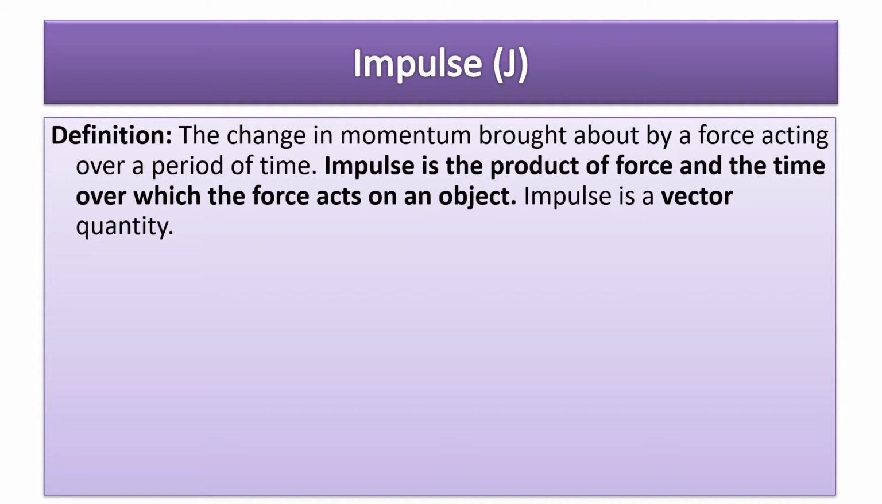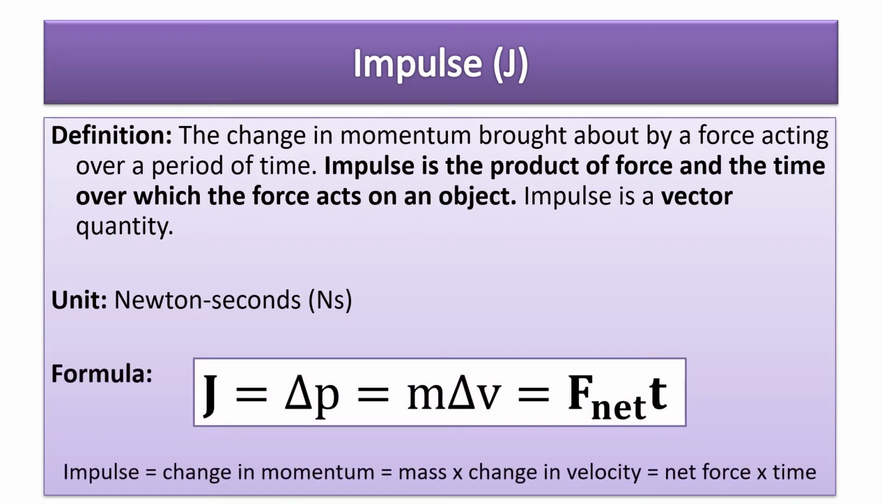You're changing your momentum because a force is acting over a period of time. Impulse is the product of a force and the time over which the force acts. Product meaning multiplication. Okay, so you're multiplying the force and the time together. And again, impulse is a vector quantity because we have this force acting in a direction. And now you'll see why it's known as a Newton second: because you have the force times the time. Newtons times seconds, that's equal to the unit for impulse.